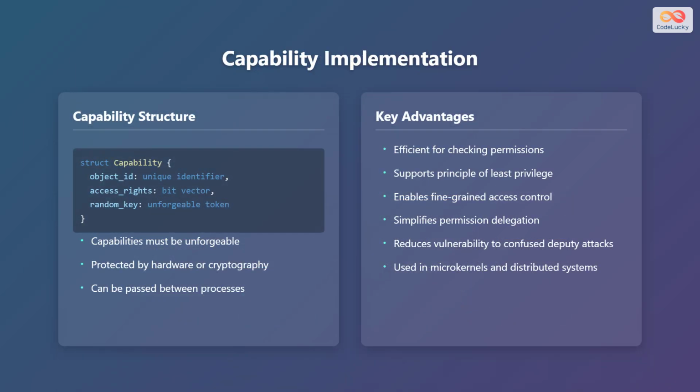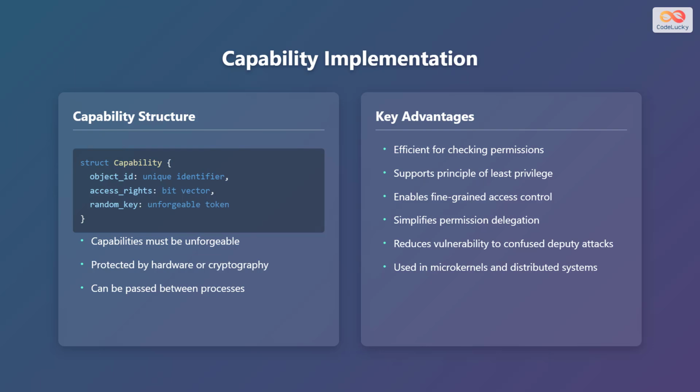Let's examine the implementation of capabilities in more detail. The structure of a capability typically includes an object identifier, which is a unique identifier for the resource being accessed, access rights, represented as a bit vector indicating the specific permissions granted, and a random key, which serves as an unforgeable token to prevent unauthorized duplication or modification of the capability.